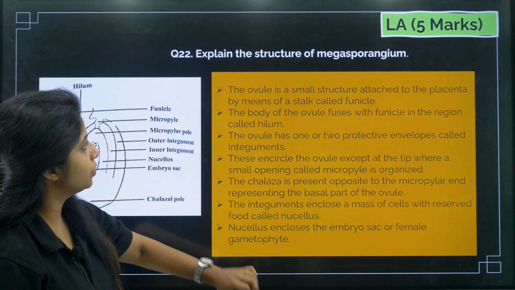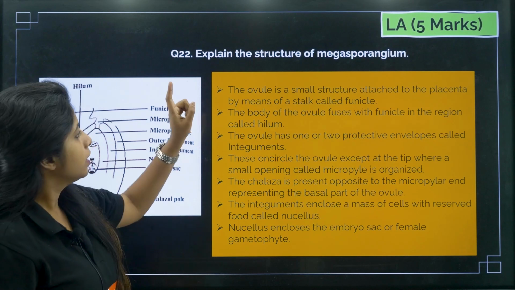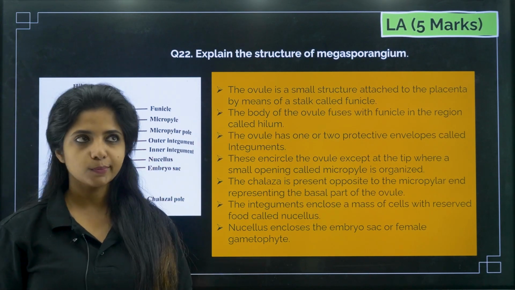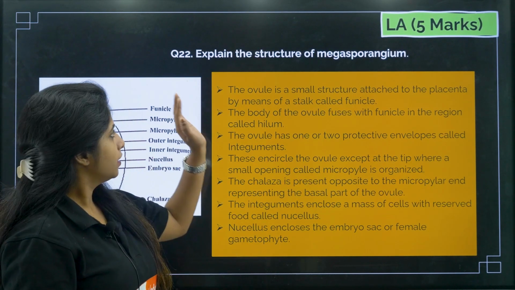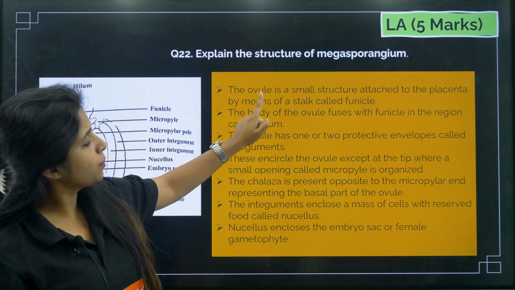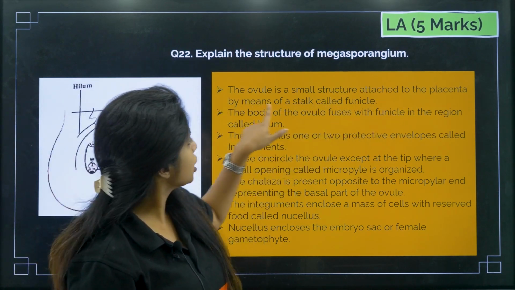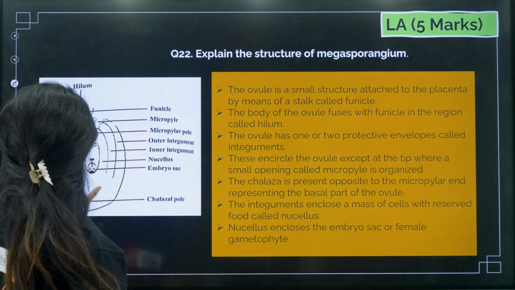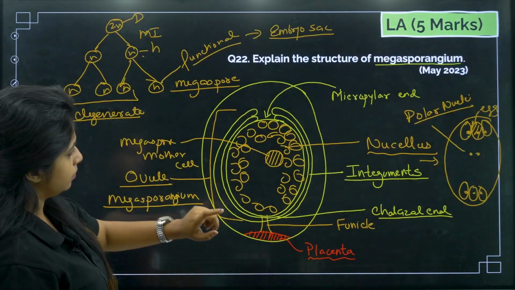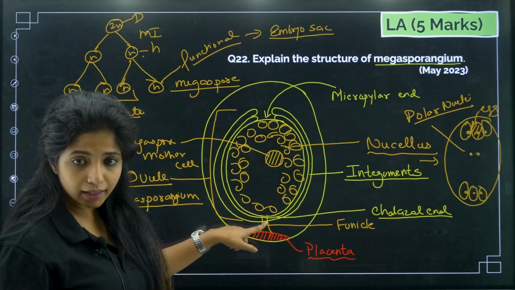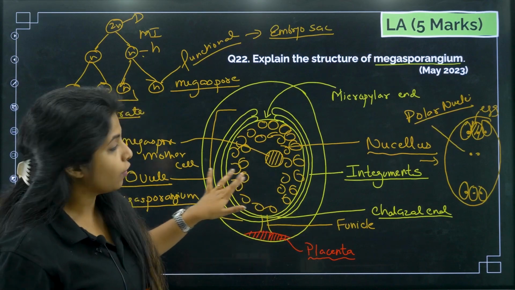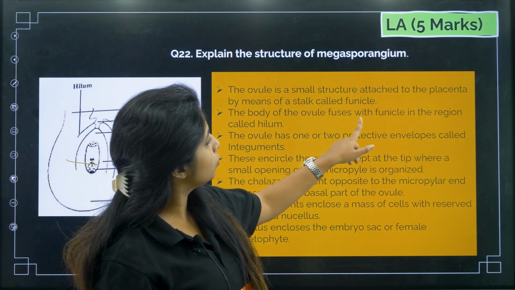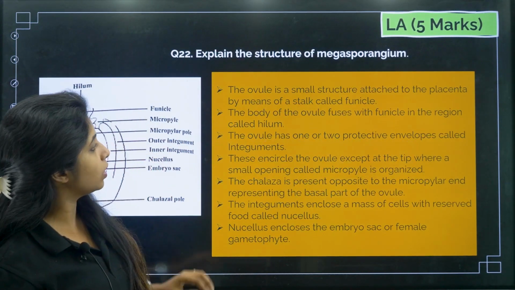Okay, so this is how we need to write the answer. First thing you have to mention, ovule is what? A small structure attached to the placenta by means of a stalk. What is it known as? It is known as funicle. You can see that right over here, placenta, and then it is attached by a stalk which is known as funicle. Next thing, the body of the ovule fuses with the funicle in the region called hilum.